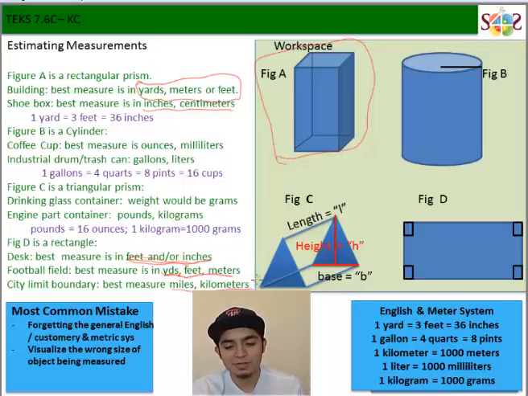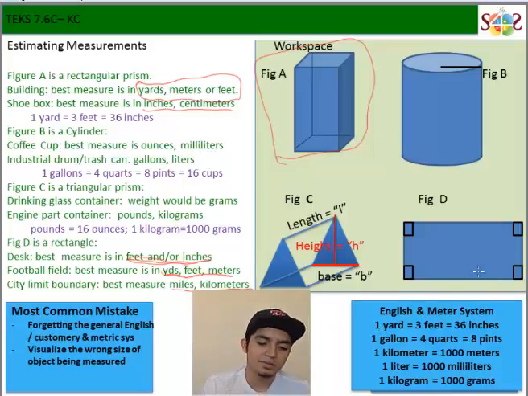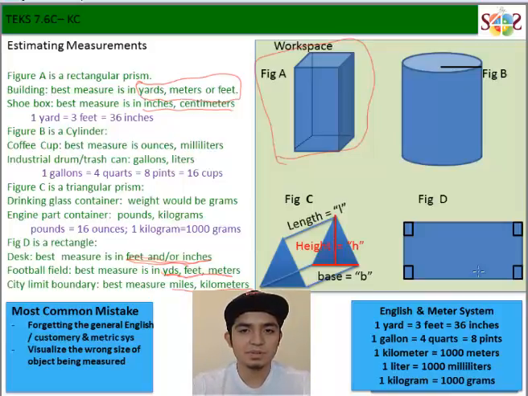Here on the bottom right we have some of the conversions that you can use, in either the English or metric system. Some of the most common mistakes are forgetting the English or customary and metric systems, and misjudging the size of the object being measured. So you might think that an industrial trash can is just a regular size trash can, so you might use a smaller unit, but because it says industrial trash can, it's much larger, so you're going to want to use larger units. Thank you for watching this video tutorial, and keep on learning.